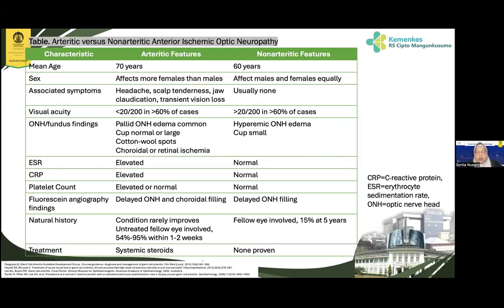So this is the difference between the arteritic features and the non-arteritic. Arteritic anterior ischemic optic neuropathy typically affects older patients with a mean age of 70 years and is more common in females, and is often associated with systemic symptoms such as headache, scalp tenderness, jaw claudication, and transient visual loss. In contrast, non-arteritic occurs in slightly younger patients, around 60 years, but in our hospital the youngest patient is 35. And it is usually not associated with any systemic symptoms.